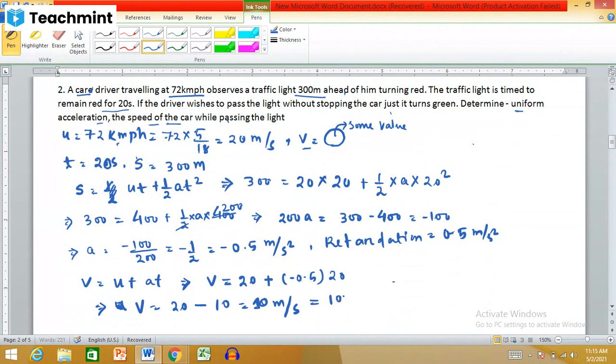Equals to 10 into, as while converting into meter per second we multiply by 5 by 18, but to convert into kilometer per hour you need to multiply by 18 by 5, which is equal to 36 kilometer per hour.